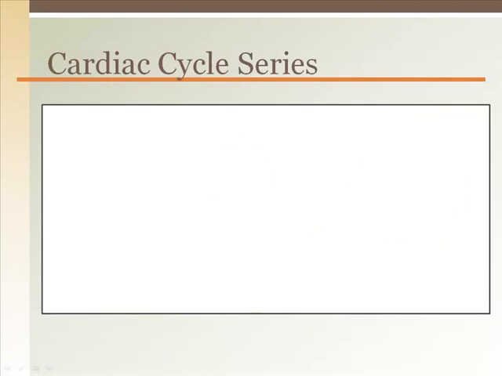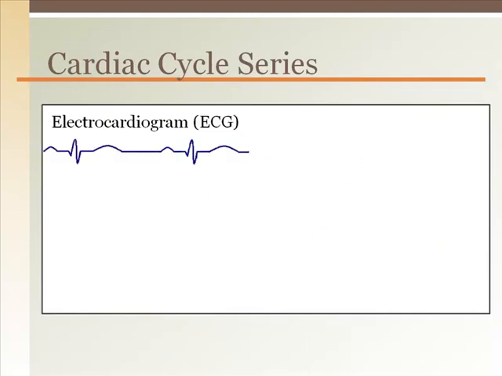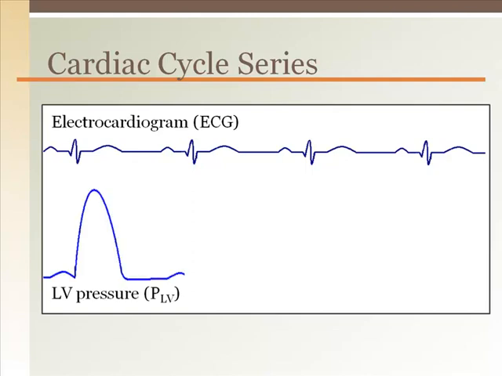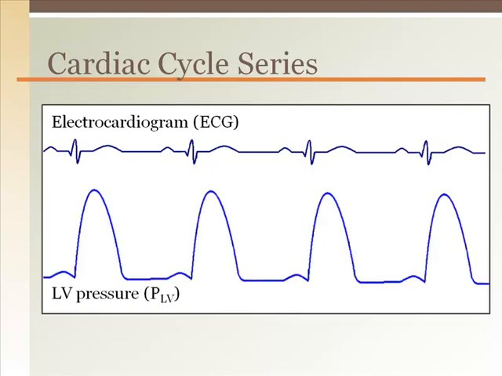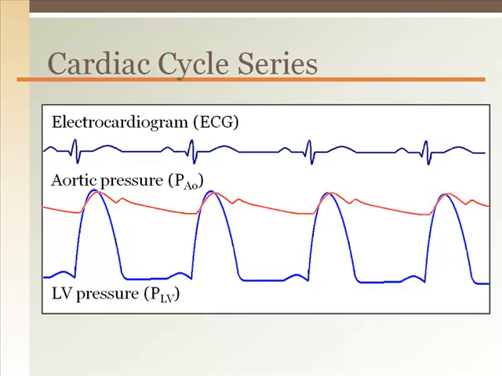Looking at a series of 4 beats, we can see the electrocardiogram tracing. The electrocardiogram represents the electrical signal to the myocardium to contract. The corresponding pressure waveform from the left ventricle can also be seen with it. The large rise indicates the pressure generated by the ventricle to push the blood out. The aortic pressure aligns with ventricular pressure when blood is leaving the left ventricle and shooting out into the aorta.